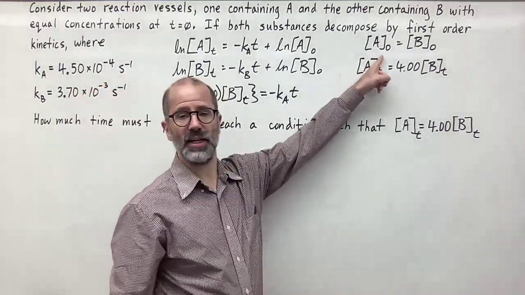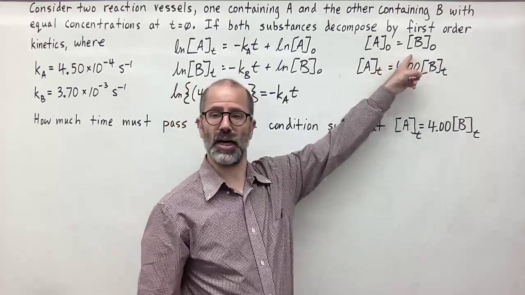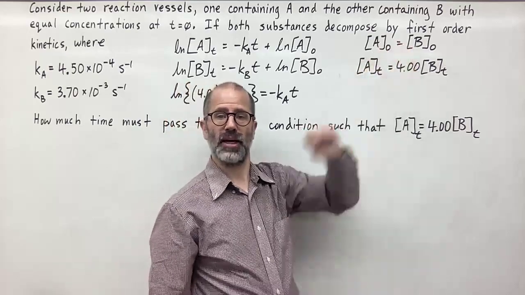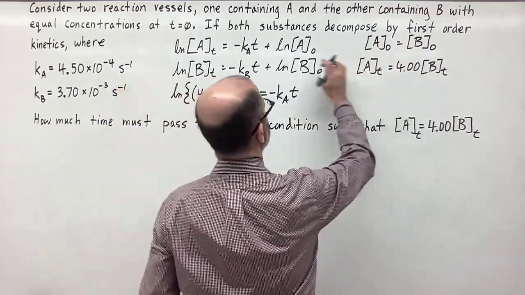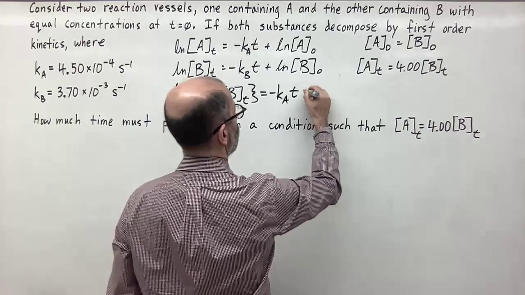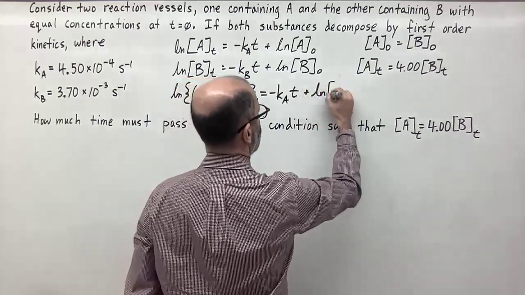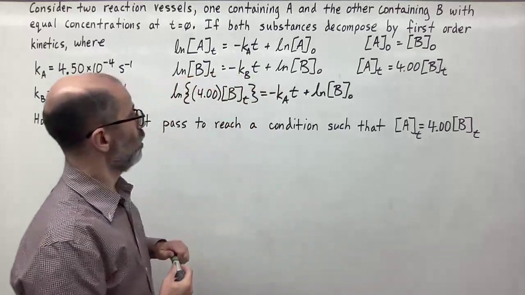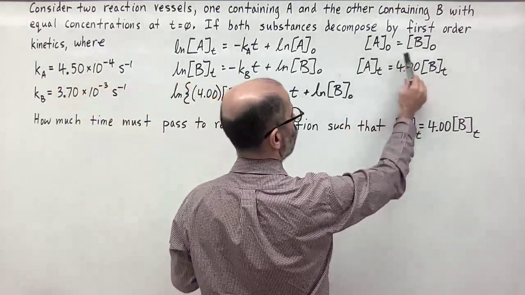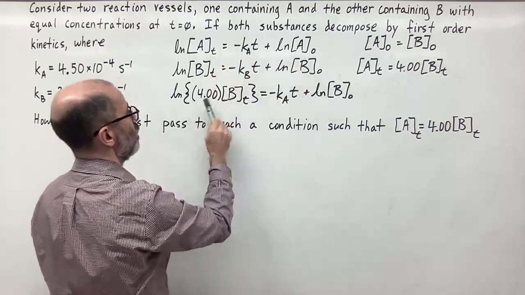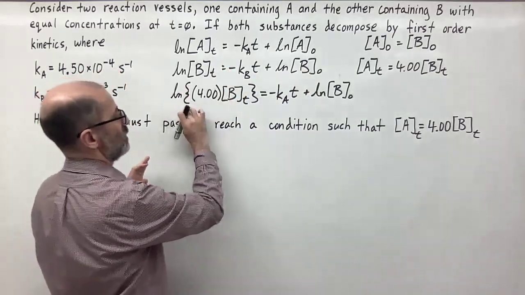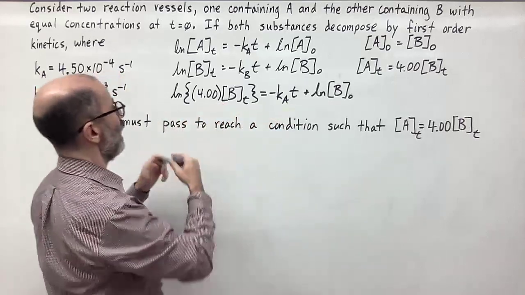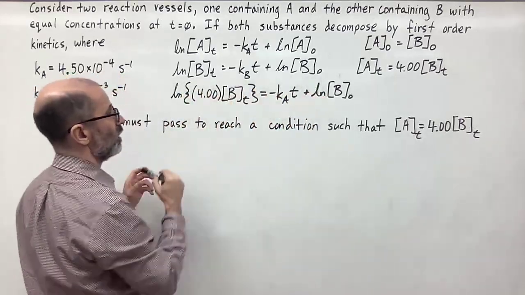And because the initial concentration of A is equal to the initial concentration of B, I could substitute this for this, right? So instead of ln of A sub 0, we could have ln of the concentration of B sub 0, the initial concentration of B. So again, all I did was take these two substitutions and put them in here and here. So now I have this equation in terms of B, and I have this equation here in terms of B.